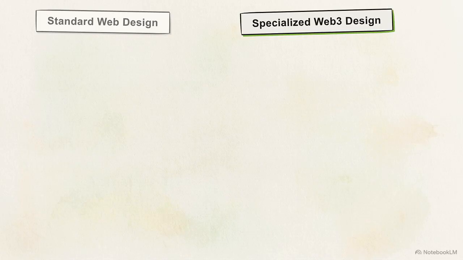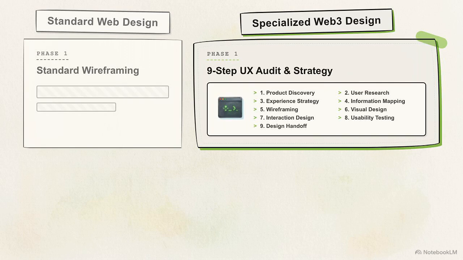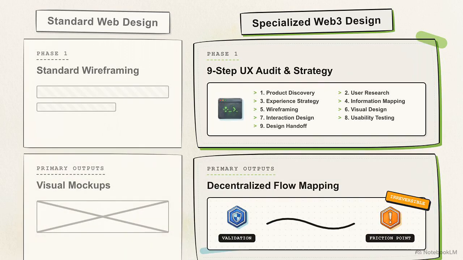This matrix compares standard web agencies against specialized Web3 teams. A standard agency begins by mocking up wireframes. A Web3 agency begins with a multi-step UX audit. Standard design produces visual layouts. Web3 design outputs architectural flow maps to guide irreversible, decentralized actions.